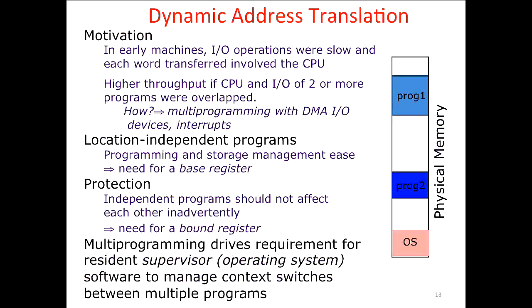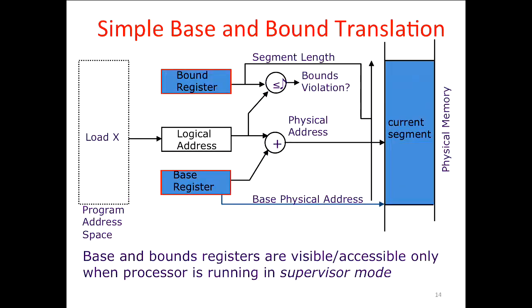Now, the simplest kind of translation is what we call simple base and bounds. We like to start with this, even though it's not used in many systems today. It's a very easy way of understanding the concepts of translation and interrupts and protection. So this system just needs two extra registers inside the machine, a base register and a bound register. And these are privileged registers that only the supervisor can access.